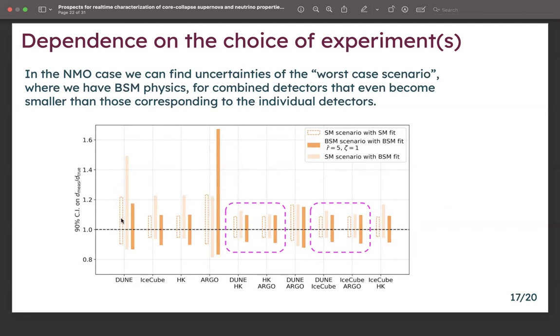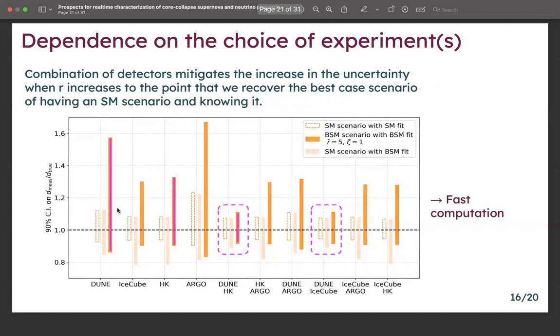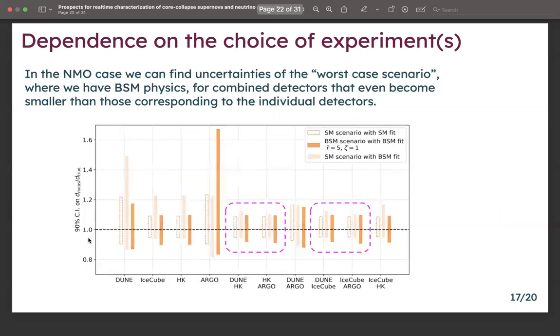Yes, so indeed, what I was saying before, what we for sure wanted to achieve in this case is to recover the best case scenario, in some way. Well, in the normal mass ordering, it becomes even better, for some combinations at least. I mean, if you use DUNE alone, you have rather large uncertainties, even in the best case scenario, which become better when combining detectors.